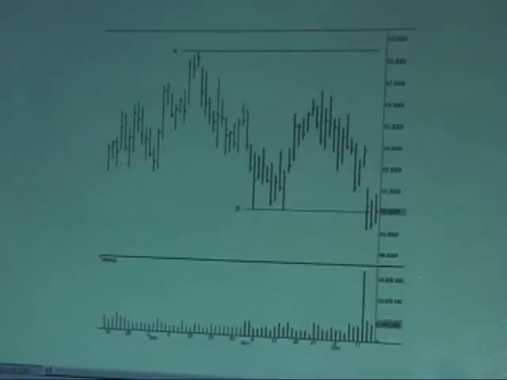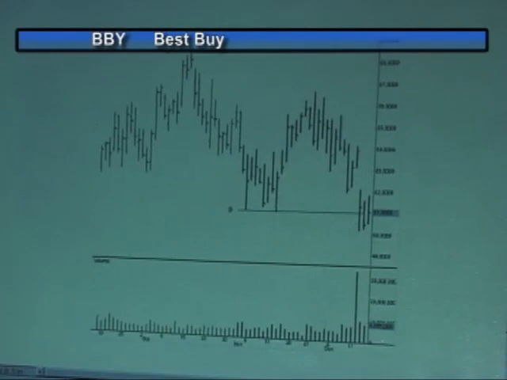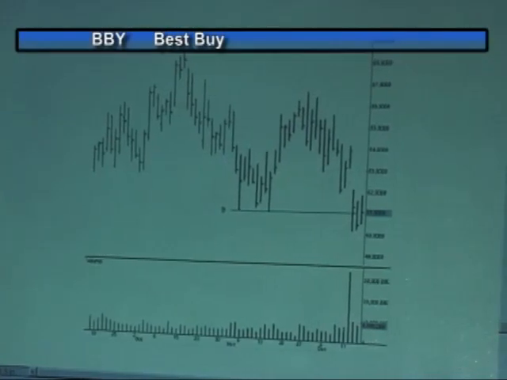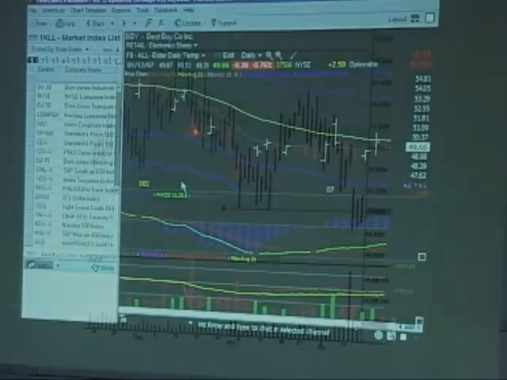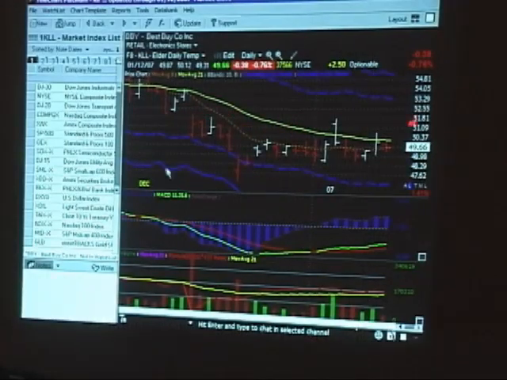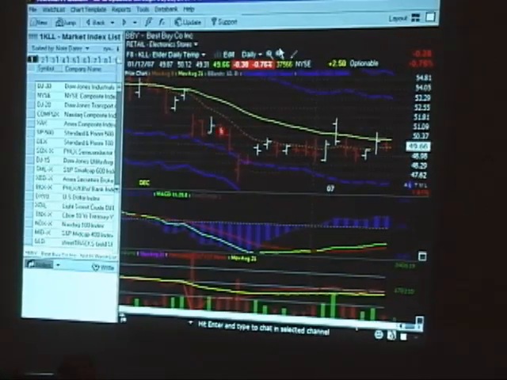Someone showed me this chart. This is Best Buy, BBY. And I don't think it's broken down. I think it's gone a little lower. Yeah, this is the big hard day. So really, we haven't done that much damage. But at that time, I didn't think that this was a spring.